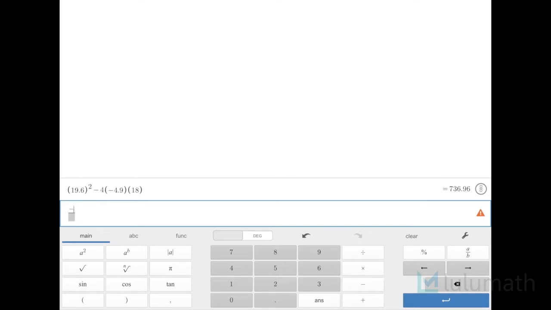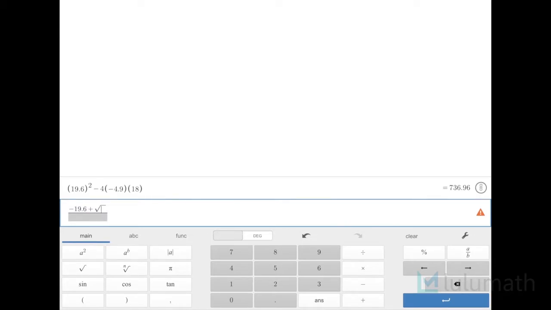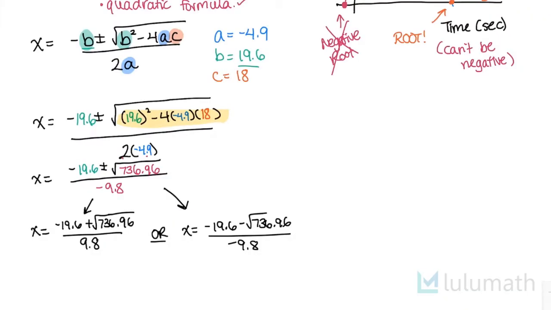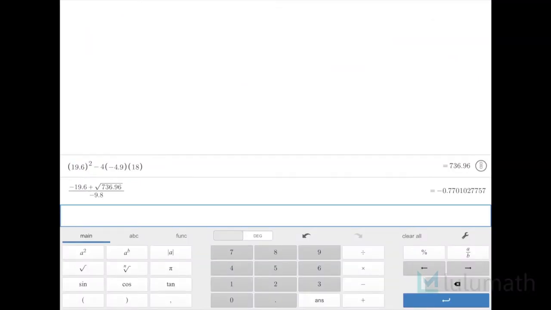So here I'll just type in negative 19.6 plus the square root of 736.96 all over negative 9.8, and I end up getting negative 0.77, and then it's this crazy wacky decimal. So I'm going to say it's approximately negative 0.77. We have irrational roots here. So our first root is approximately negative 0.77. Now let's do the same thing to find out our second root. So I'm just going to go straight up in here. That's the beauty of Desmos. And I'm just going to delete the plus sign, put in a minus sign, and then I get 4.77 as my other root.